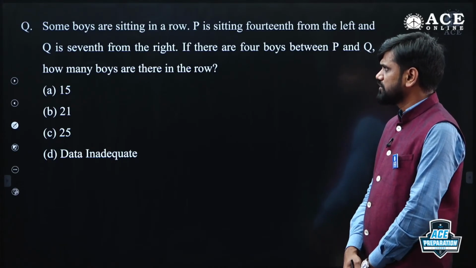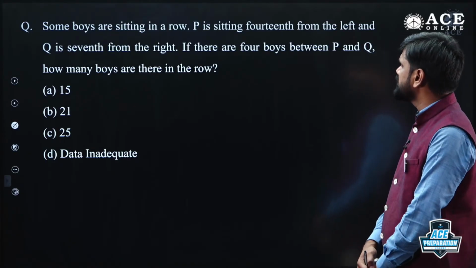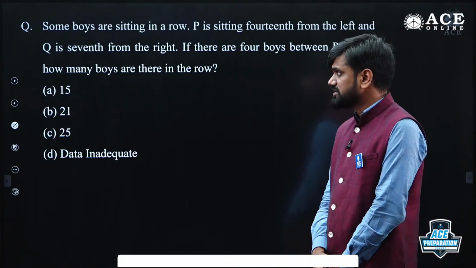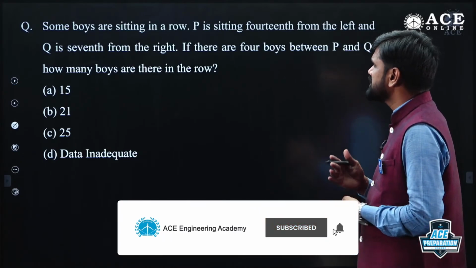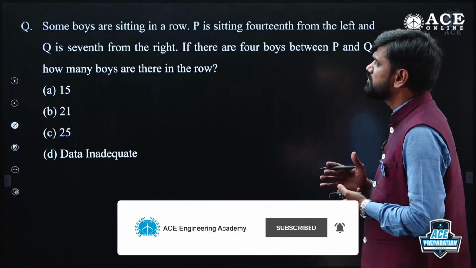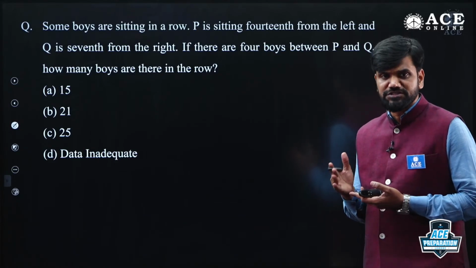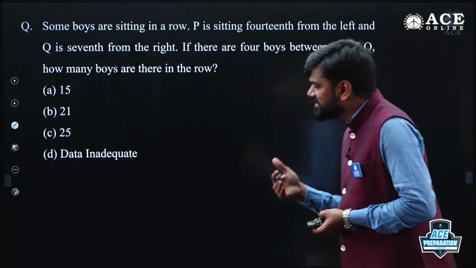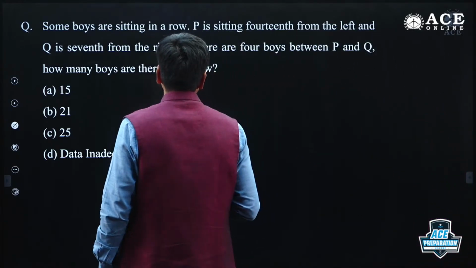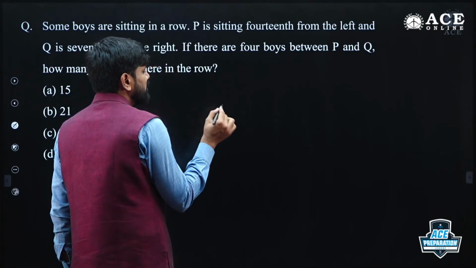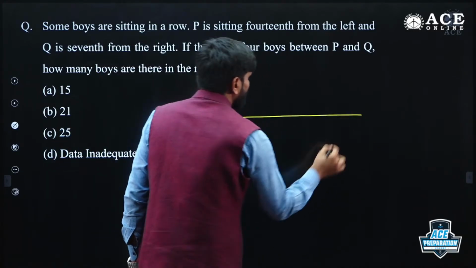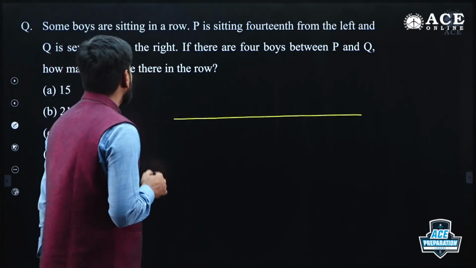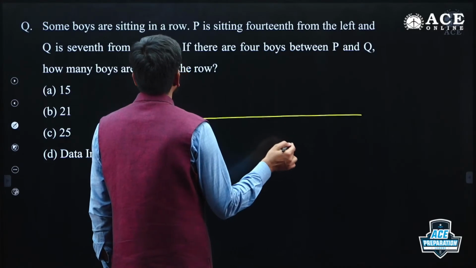Some boys are sitting in a row, P is sitting 14th from the left and Q is 7th from the right. I repeat, some boys are sitting in a row, P is sitting 14th from the left and Q is 7th from the right. If there are 4 boys between P and Q, how many boys are there in the row? So, here they have clearly given that there are some boys, total is not known. There are some boys who are sitting in a row. P is sitting 14th from the left and Q is 7th from the right.